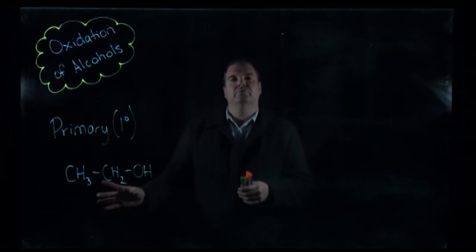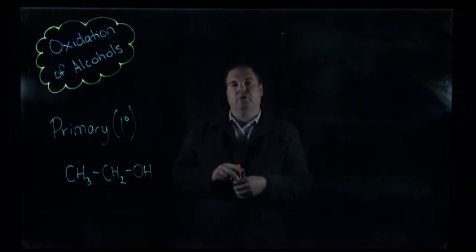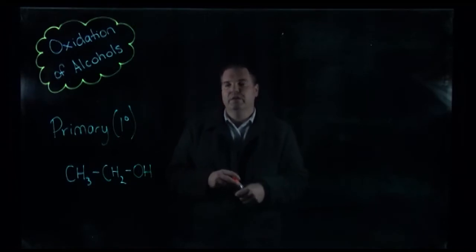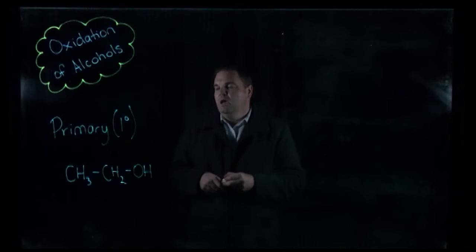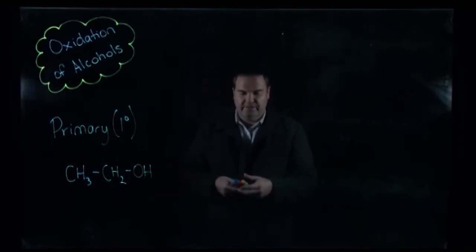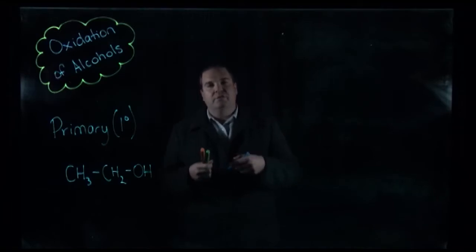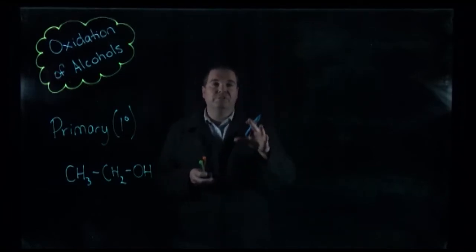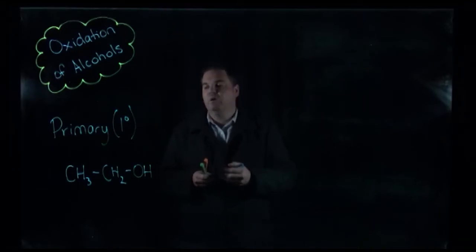Okay, so the first alcohol I'm going to look at is a primary alcohol, and I'm going to be focusing on ethanol. Usually when most people think about alcohol, they think of ethanol. It is the component of alcoholic drinks. It's produced via fermentation of glucose. So what we're going to do is look at the reaction of ethanol with acidified dichromate solution.